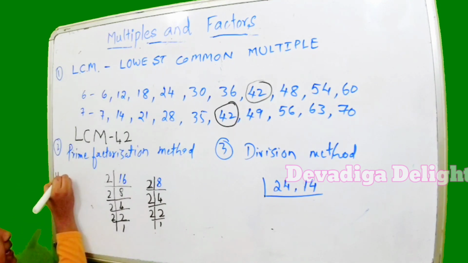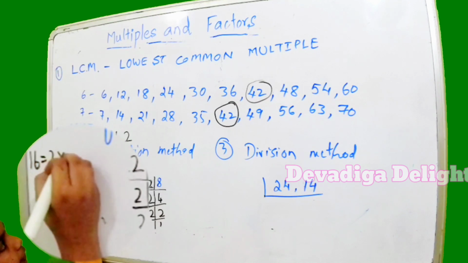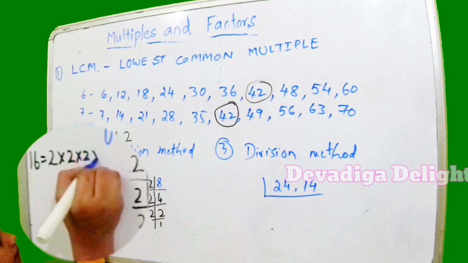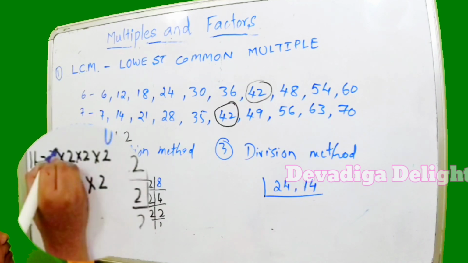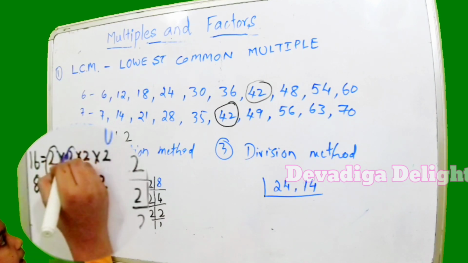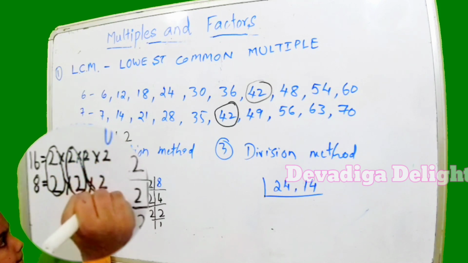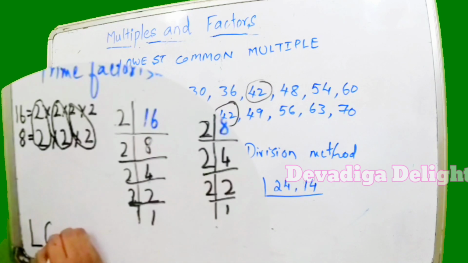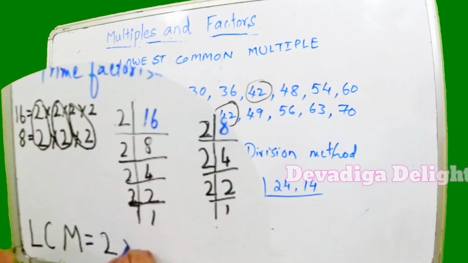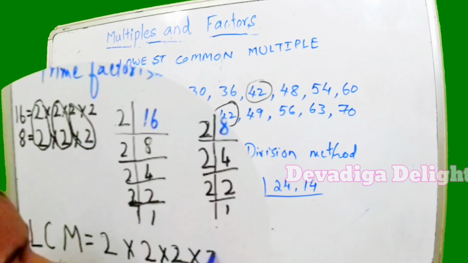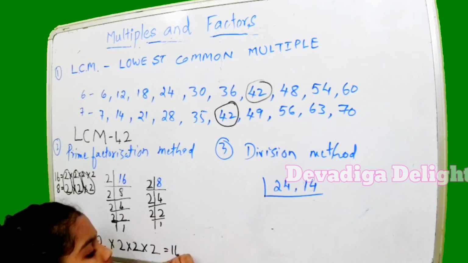Now we will find the LCM. 16 is equal to 2 multiplied by 2 multiplied by 2 multiplied by 2. 8 is equal to 2 multiplied by 2 multiplied by 2. Now the common ones are 2 and 2 and 2. Find the LCM. LCM is equal to, so now we will take one 2 from each pair, which is 2 multiplied by 2 multiplied by 2, and the leftover one multiplied by 2. So let us multiply. 2 multiplied by 2 is equal to 4. 4 multiplied by 2 is equal to 8. 8 multiplied by 2 is equal to 16.